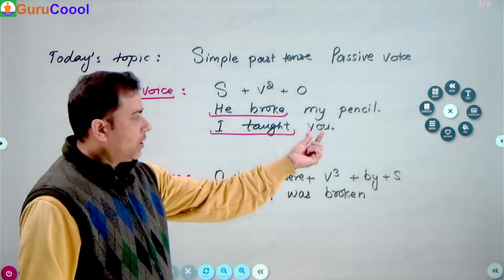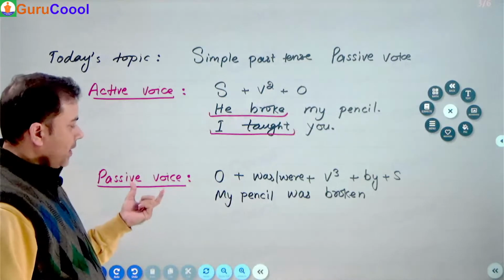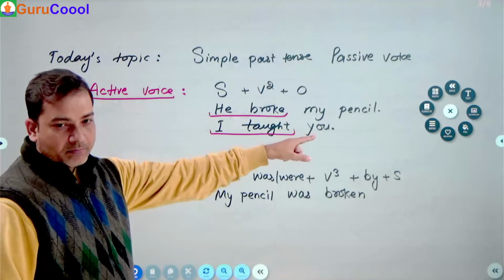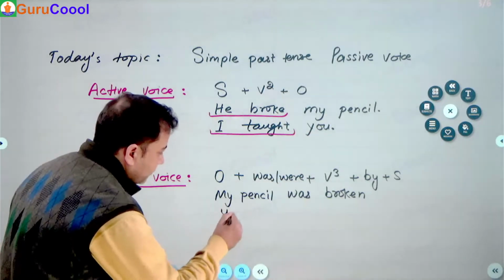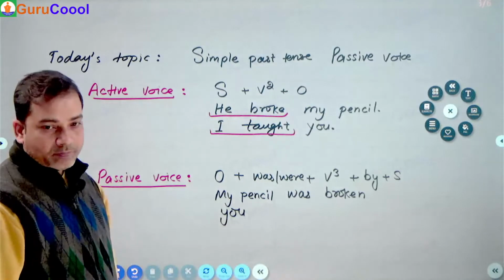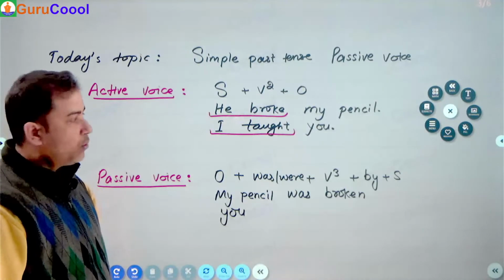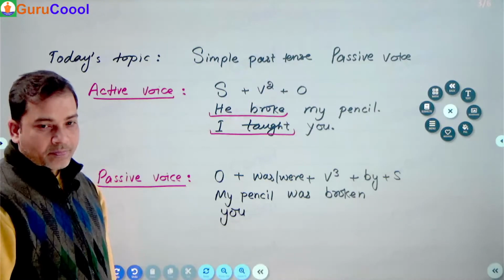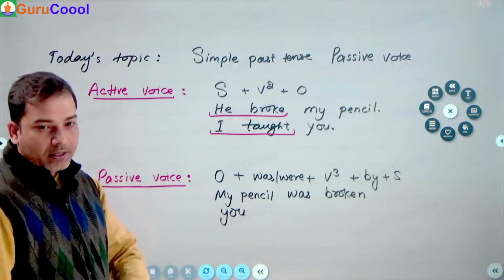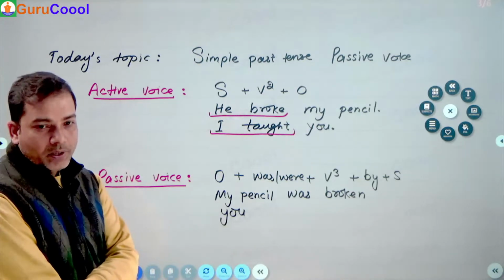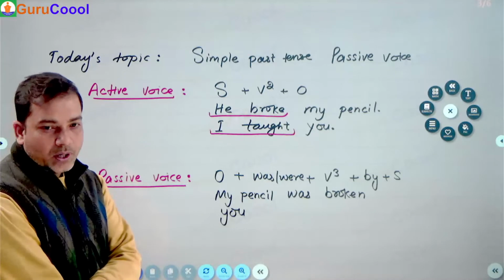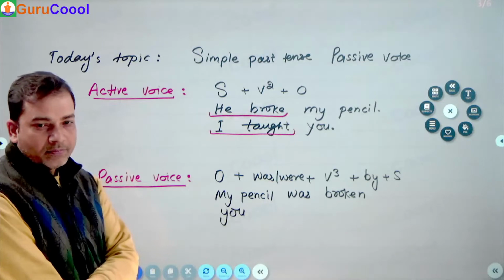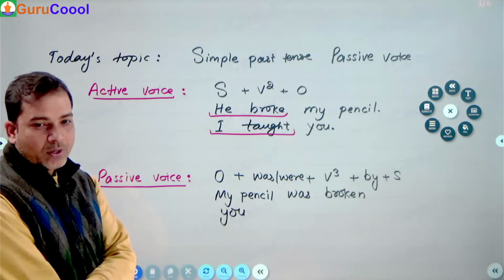The object is here, the word you. So if we want to write the passive voice of this sentence, we have to start with the object you. You. No, Apurv, that is wrong. You was also is not correct. You should be followed by were. You were taught by me.